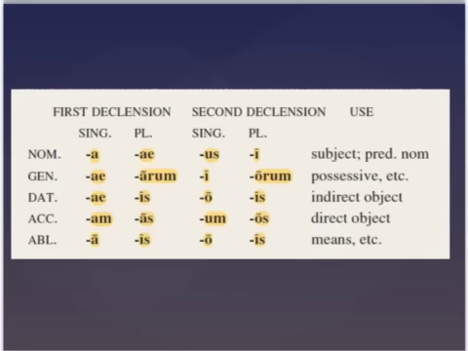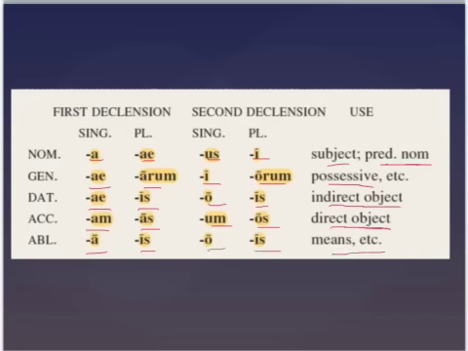And here's another way to look at our endings. So for the nominative, you're going to use the endings a, ae, us, and i, depending on the person and number and declension of the noun. And again, subject and predicate nominative. Genitives are ae, arum, i, orum for the possessive. Datives are ae, is, o, is for the indirect object. Accusative is am, as, um, os for direct objects. And the ablative would be a, is, o, is for means and other objects of the preposition.